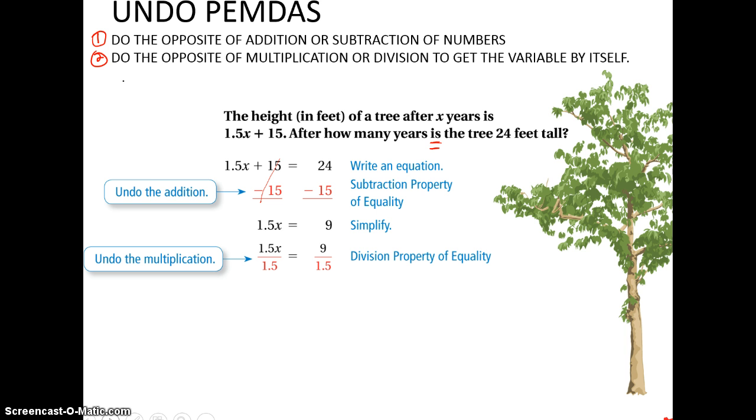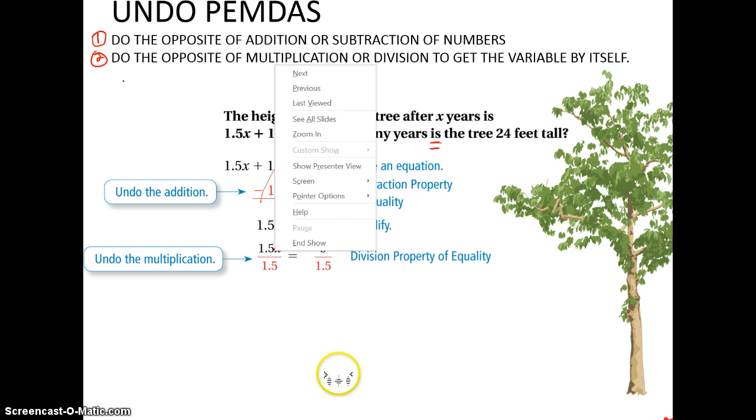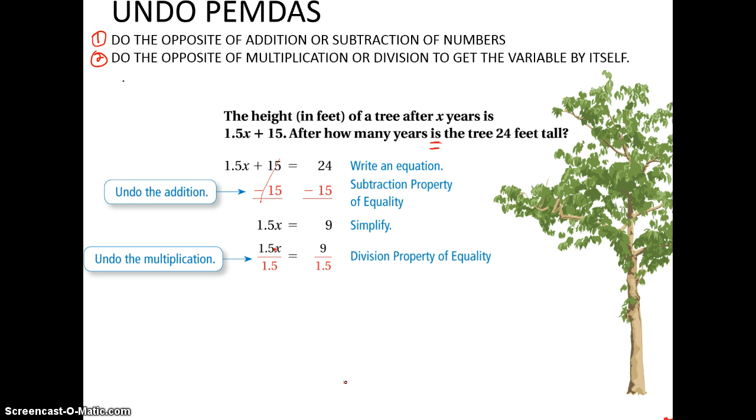We simplify with division because the opposite of 1.5 times x is dividing by 1.5. What we do to one side, we do to the other. So our final answer, x equals 6. It will take 6 years for our tree to become 24 feet tall.